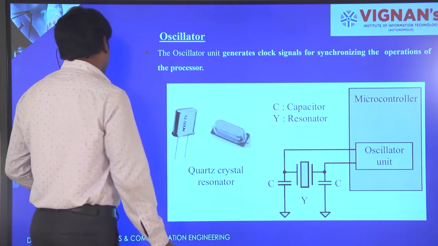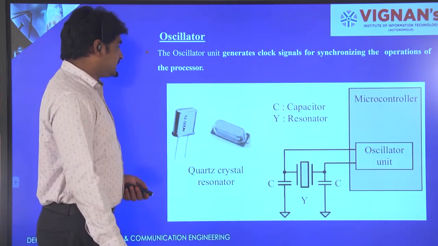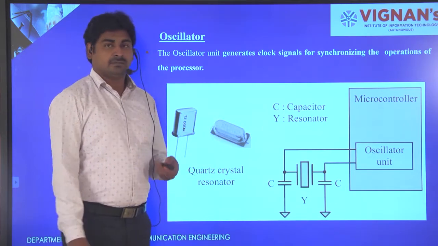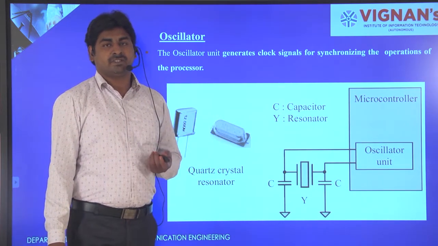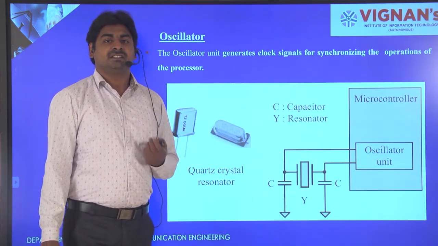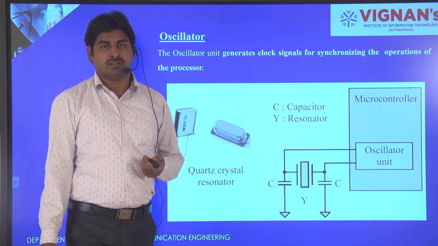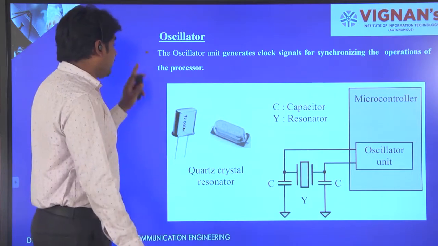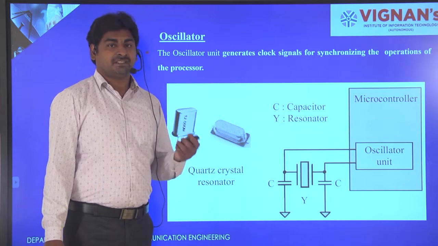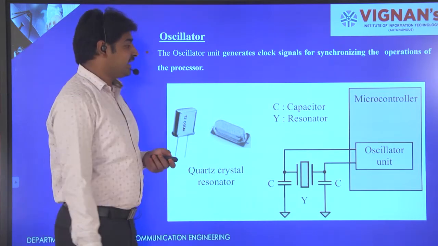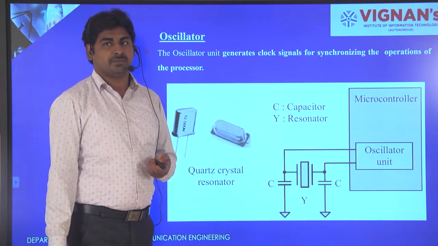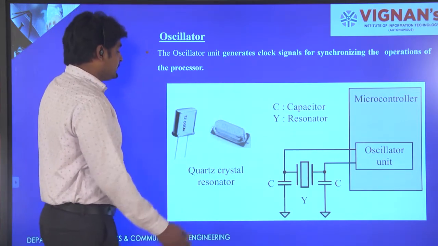Next, oscillator. This oscillator is like the heart of a person. For us, the heart is very, very important. This heart regulates every function in our body. Similarly, the oscillator is also very, very important. It is like the heart of the embedded system, and it generates the required clock with which the device will operate.